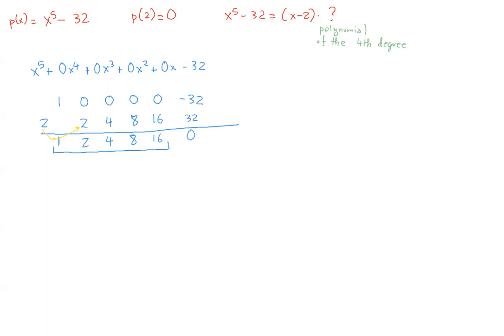Okay, so let's put everything together now. What are we going to get? x to the 5th minus 32 is equal to x minus 2 times x to the 4th plus 2x cubed plus 4x squared plus 8x plus 16. Okay, and that's it.